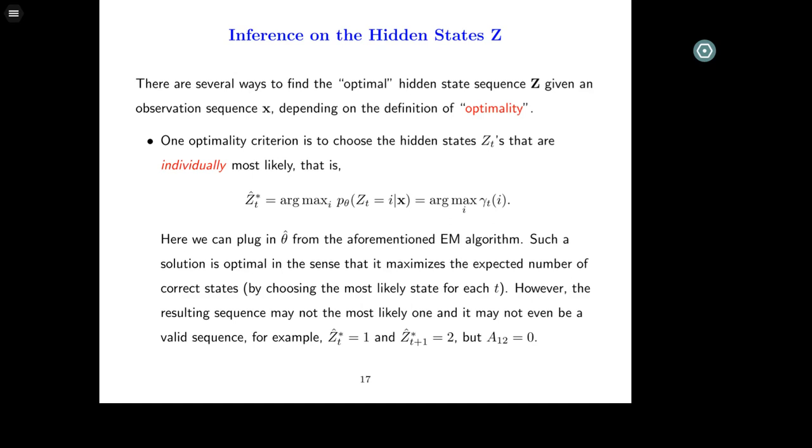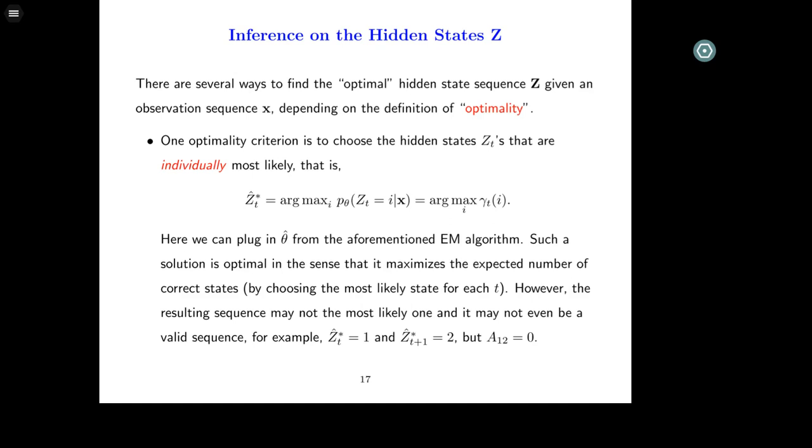However, there could be a problem because of your resulting sequence. Each value zt at time t could be individually most likely, but if you put them together, they may not even be a valid sequence. Meaning, you could have at time t, your best guess is 1, and time t plus 1, your best guess is 2, but actually the transition probability from 1 to 2 is 0. So this is possible, okay?